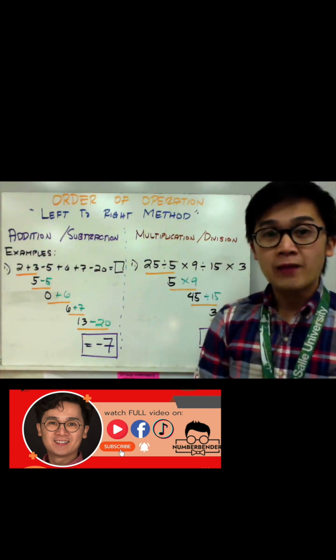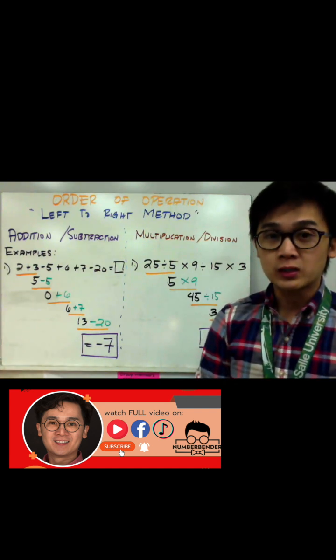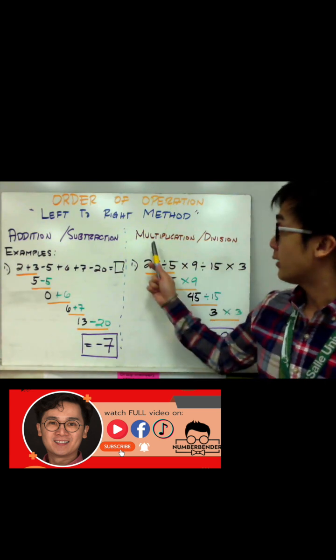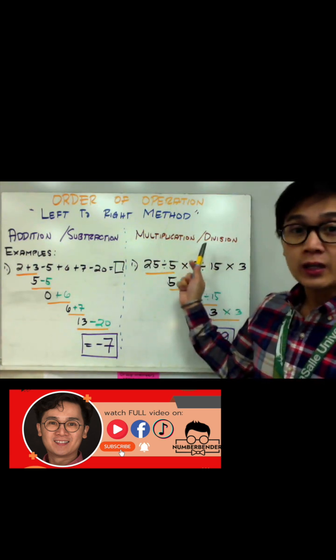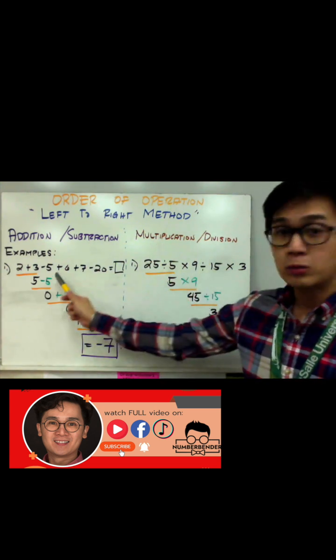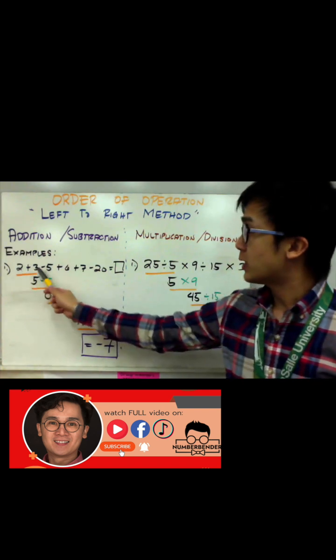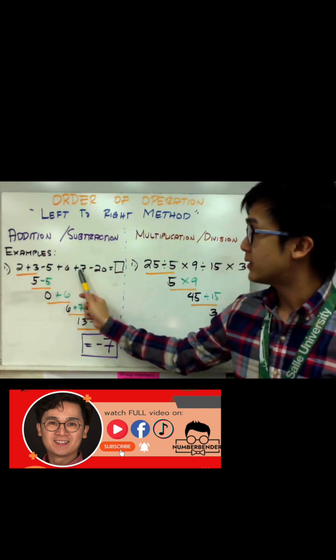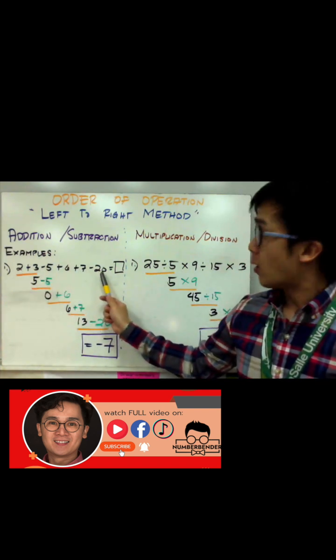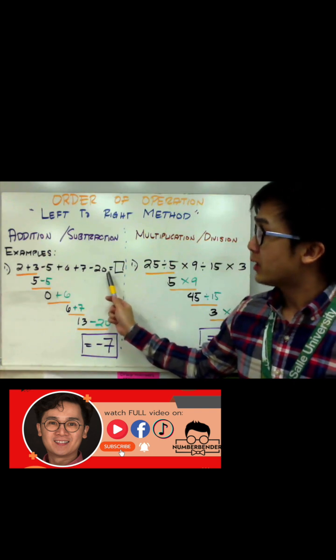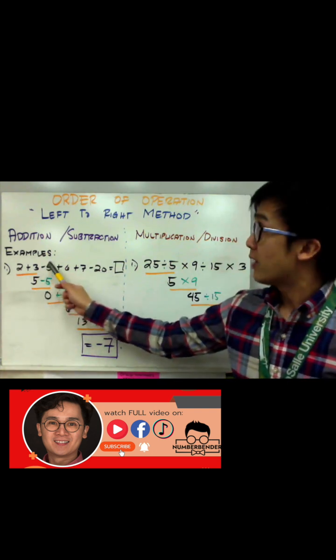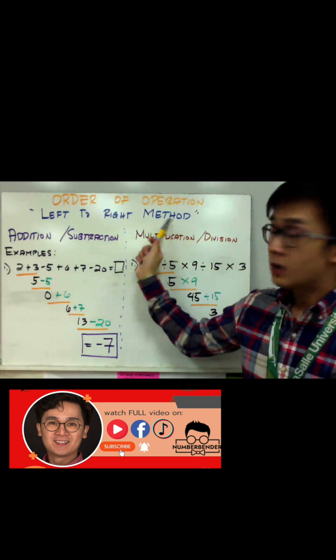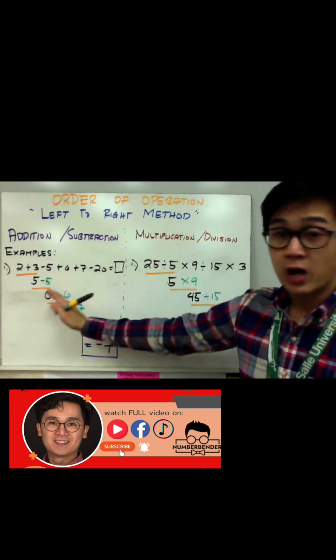If you only have addition and subtraction in your equation, you can perform the left to right method, as well as if you only have multiplication and division in your equation. So for example number 1, I have 2 plus 3 minus 5 plus 6 plus 7 minus 20. The operations that I have in problem number 1 are only addition and subtraction. Therefore, the left to right method will be possible.